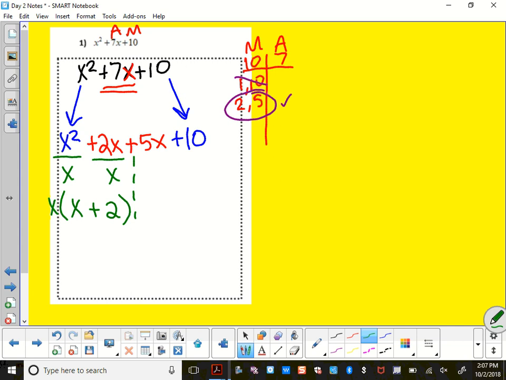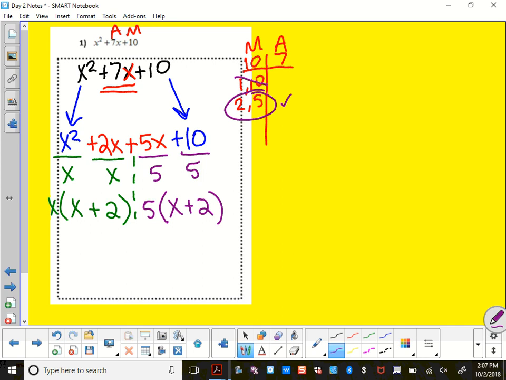Alright, we're done with the left side. Let's go to the right side. 5x and 10. What's my GCF? 5. I bring my 5 down. Now let's divide. 5x divided by 5 we get x. 10 divided by 5 is 2.